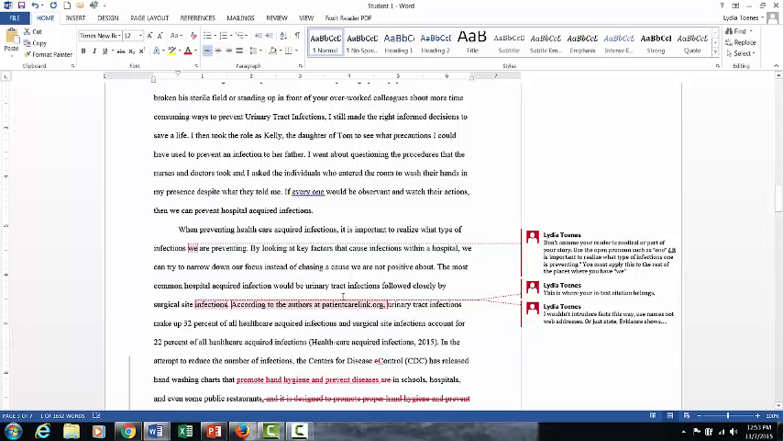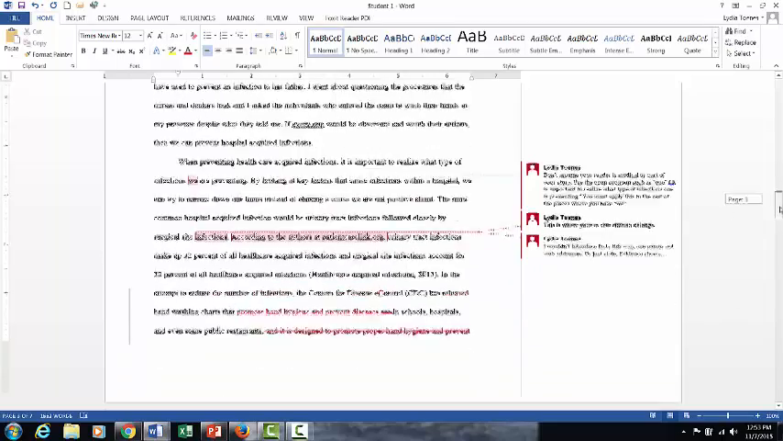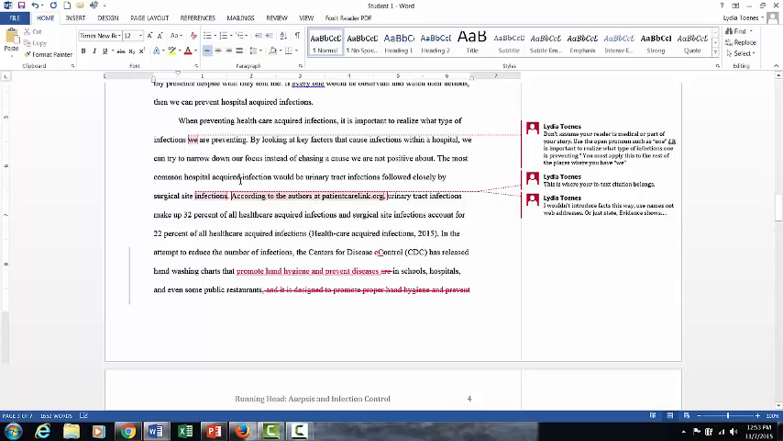And of course, here we have, according to the authors of patientcarelink.org, this is kind of not a big no-no, but you would just say, according to the literature, urinary tract infections make up 32% of healthcare-acquired infections. So we don't exactly list websites out, especially whenever we are writing papers. It's just kind of, we're searching through literature, and you are the one to reference it at the end, not in text.